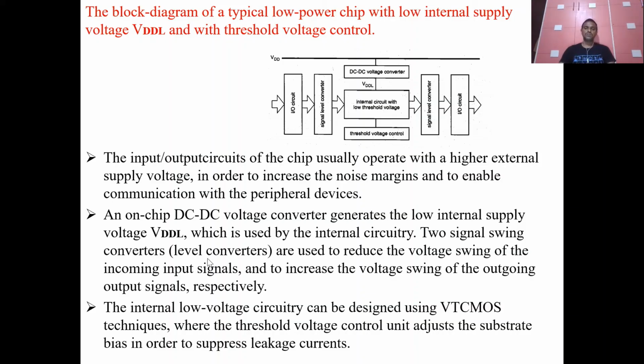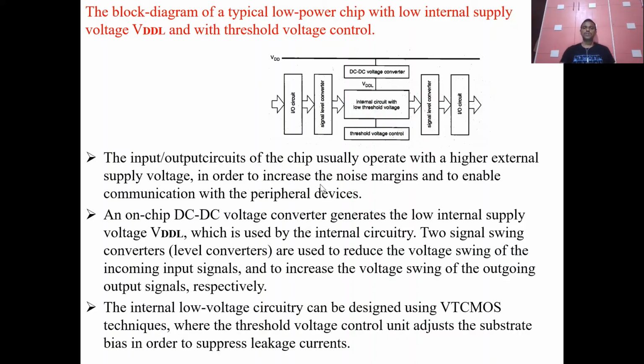Two signal swing converters, or level converters, are used to reduce the voltage swing of the incoming input signal and to increase the voltage swing of the outgoing output signal. We have to increase this because it has to drive the input-output circuits of the peripheral devices, so we have to increase the signal level of this output signal. The internal low voltage circuitry can be designed using VT-CMOS techniques, where the threshold voltage control unit adjusts the substrate bias in order to suppress the leakage currents. We have to suppress the leakage currents.